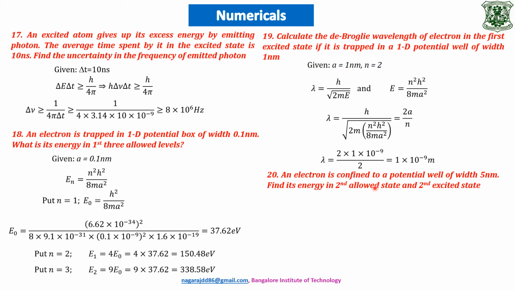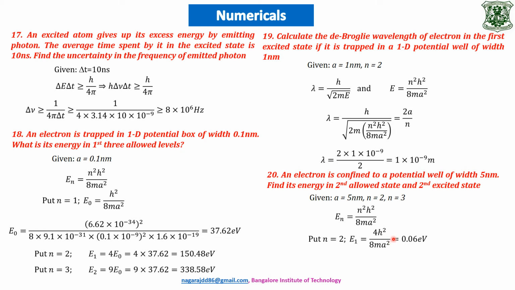So, n is decided, a is given. Let us find the value. En equals n square h square by 8 m a square. Same equation. Substitute and simplify. Substitution part, as I told in my previous slides, I am skipping here just so that you do the calculations on your own. Remember, you have to substitute and do the calculations.